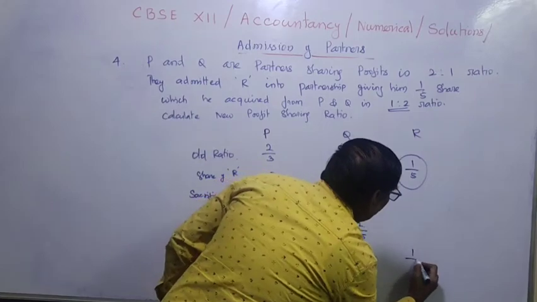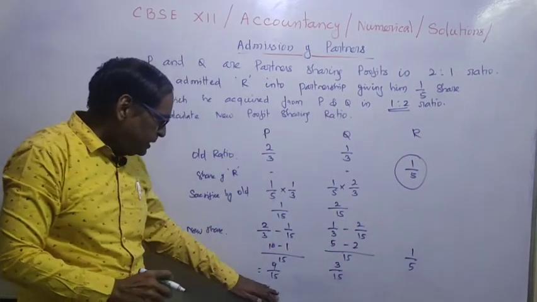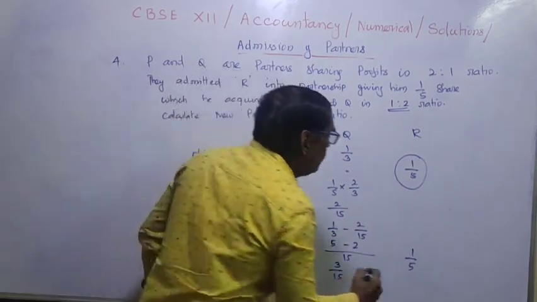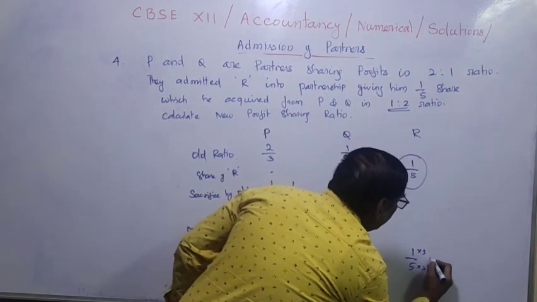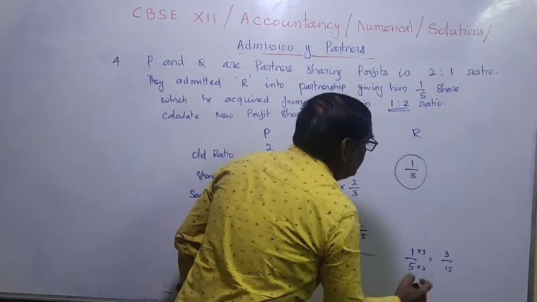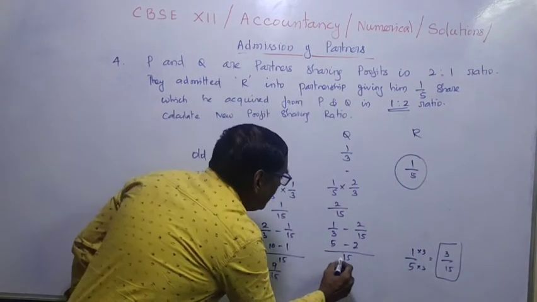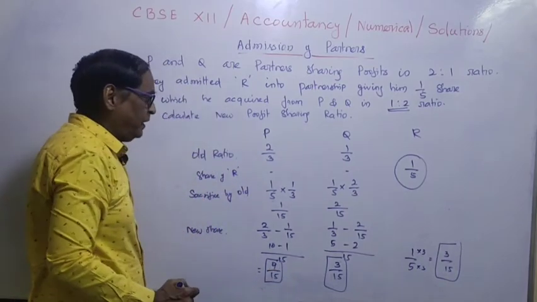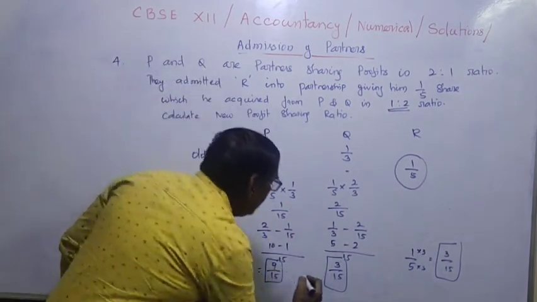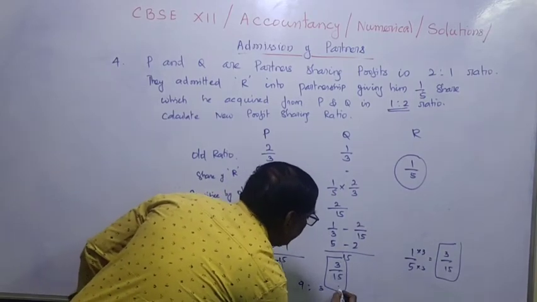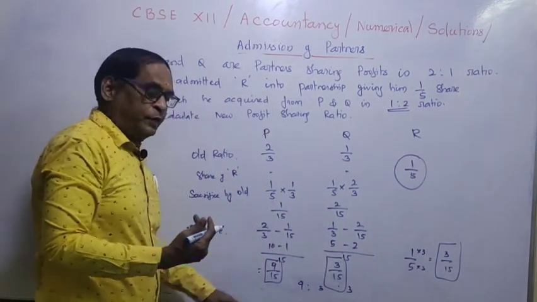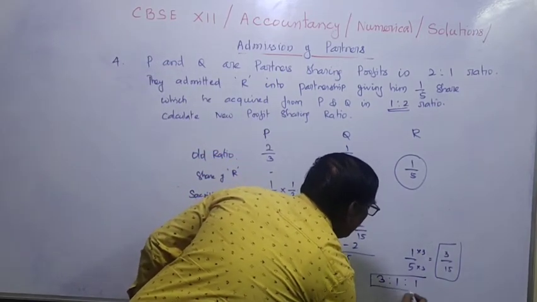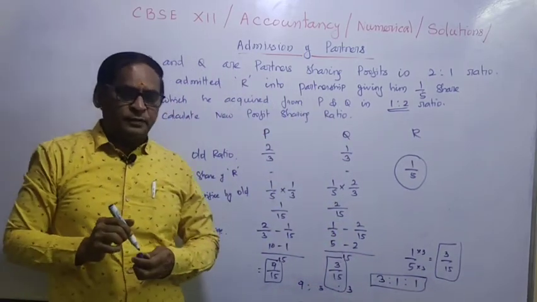For R the same ratio, but for other partners the base is 15, so we have to multiply both denominator and numerator by 3. So 3 by 15. The share of R will be 3 by 15, share of Q will be 3 by 15, and share of P will be 9 by 15. The new profit sharing ratio will be 9:3:3. That means if we divide by 3, 3:1:1. This is the new profit sharing ratio of all the partners.